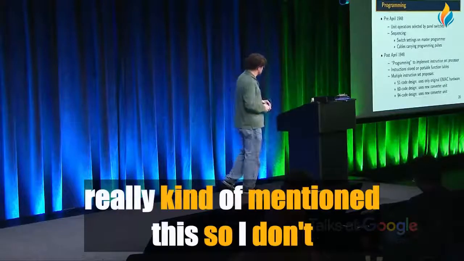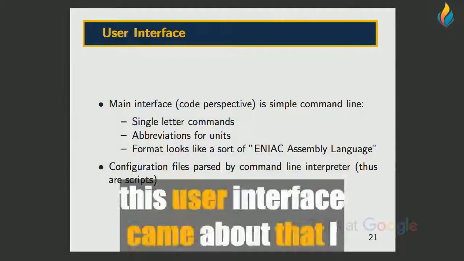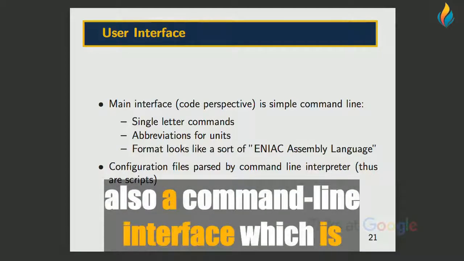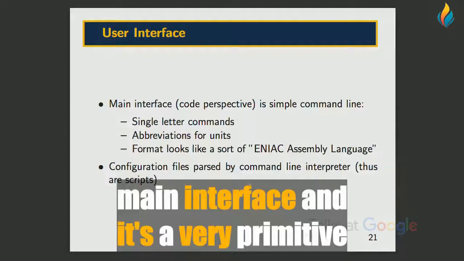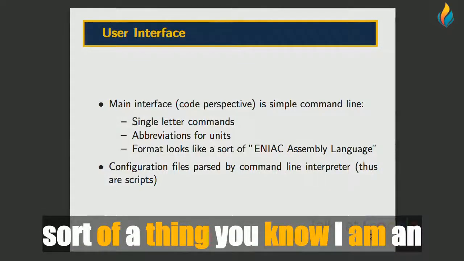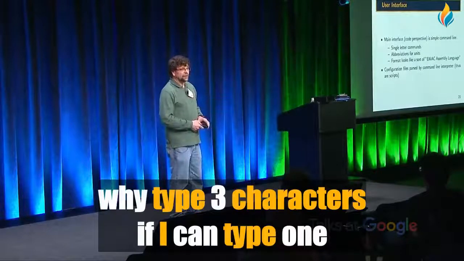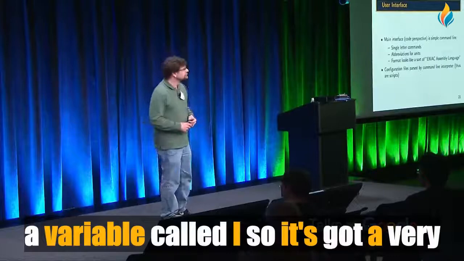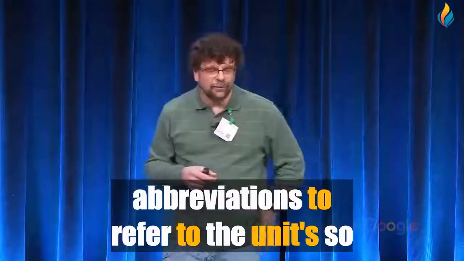Okay, I've already really kind of mentioned this, so I don't want to spend too much time on that. I do want to mention a little bit about how this user interface came about that I showed you. What you saw was just the graphical part of it. There's actually also a command line interface, which is really, from the code's perspective, the main interface. And it's a very primitive sort of a thing. You know, I am an old-timer in that regard. Why type 3 characters if I can type 1? Let's face it. There's nothing wrong with a variable called I. So it's got very simple single-letter commands and abbreviations to refer to the unit.